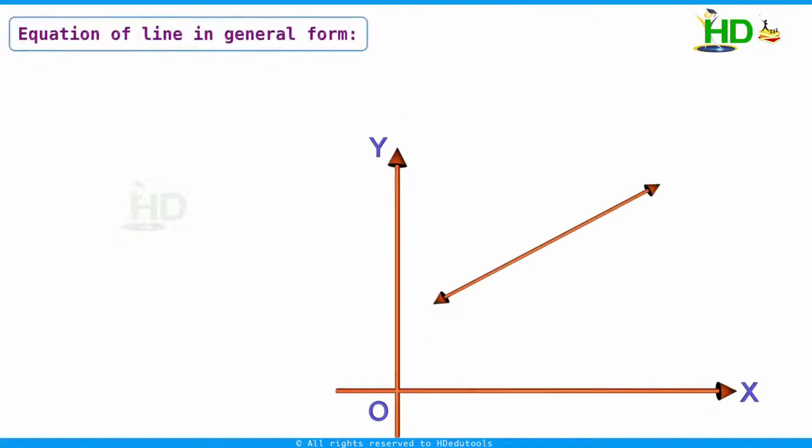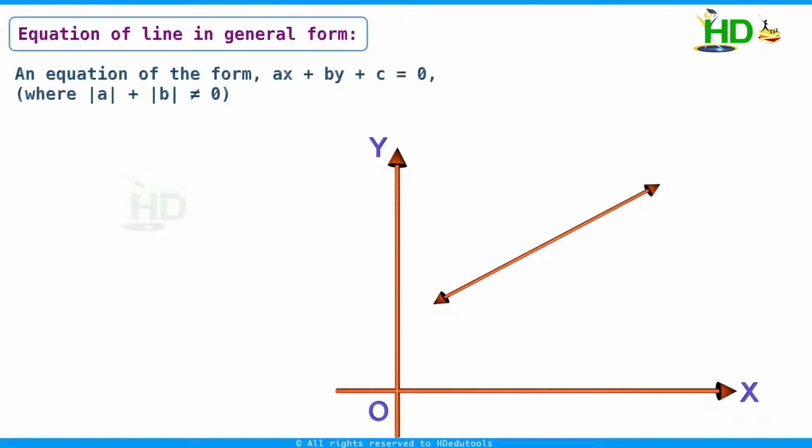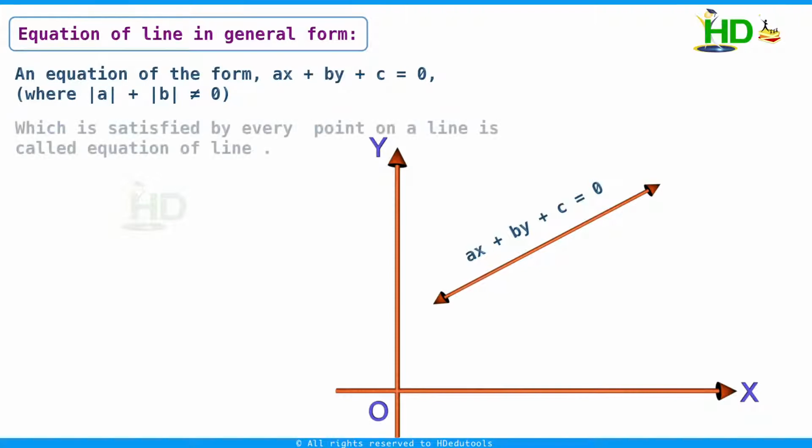And equation of a line in general form. An equation which is in the form ax + by + c = 0, where the magnitude of a + b is not equal to 0 and a and b are not simultaneously equal to 0, which is satisfied by every point on a line, is called the equation of a line. In general, the equation of a straight line gives the y and x value variation along the line.